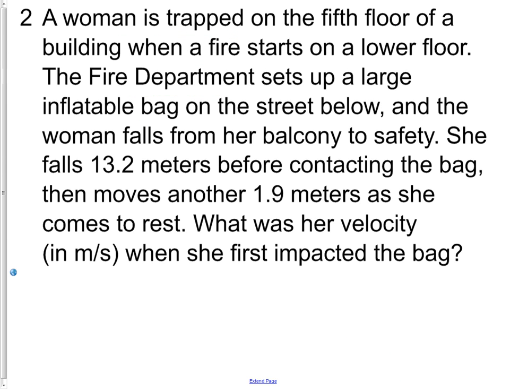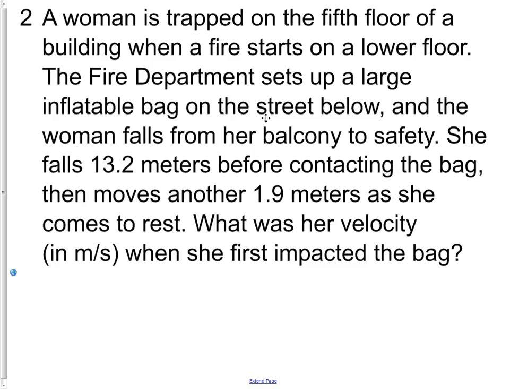All right, let's take a look at this one. A woman is trapped on the 5th floor of a building when a fire starts on the lower floor. The fire department sets up a large inflatable bag on the street below, and the woman falls from her balcony to safety. She falls 13.2 meters before contacting the bag, then moves another 1.9 meters as she comes to rest. What was her velocity in meters per second when she first impacted the bag?